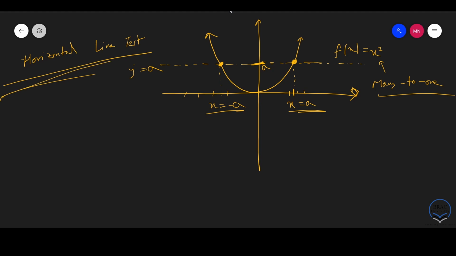So we can apply the horizontal line test to see if the graph of a function is the graph of a function that has an inverse. If the horizontal line only intersects at one point, say we have a graph like this, we only have one intersection, then this is a one-to-one function, and this function has an inverse.